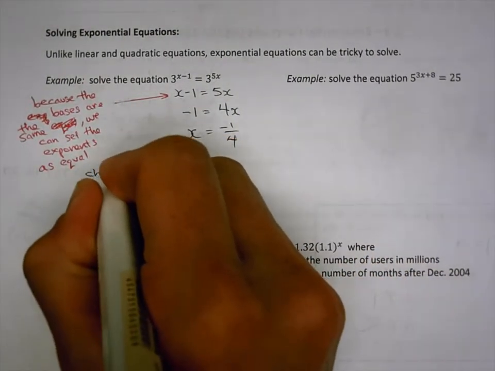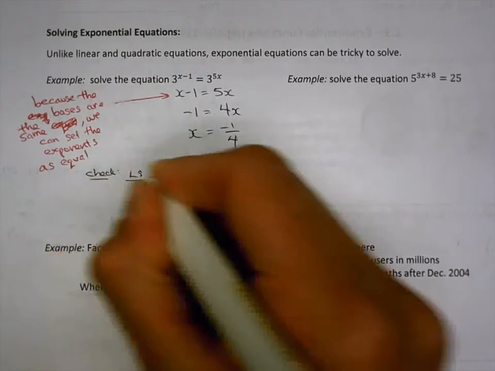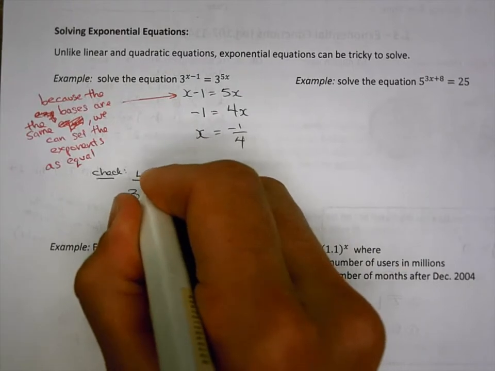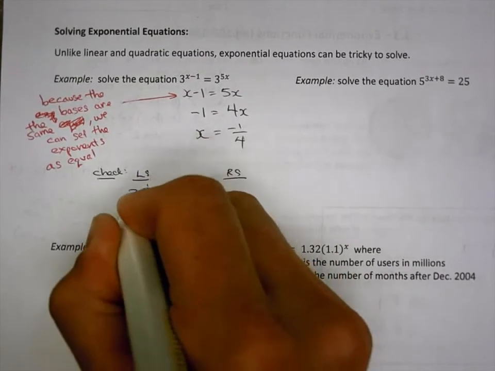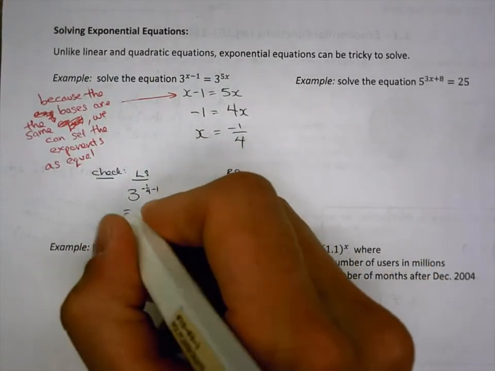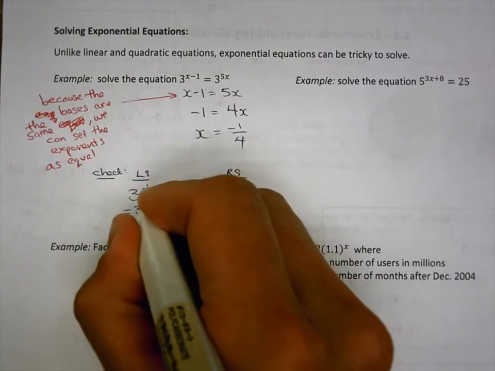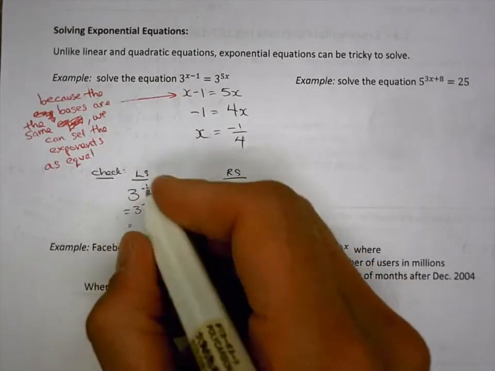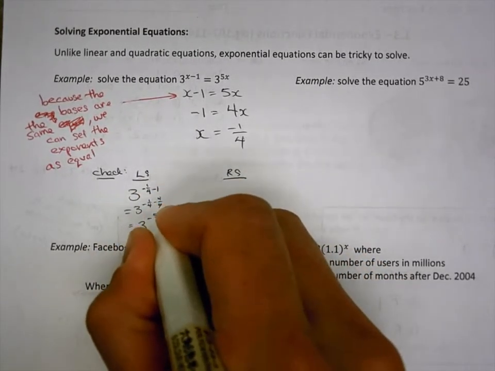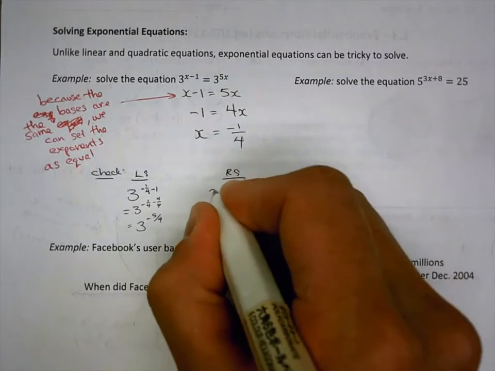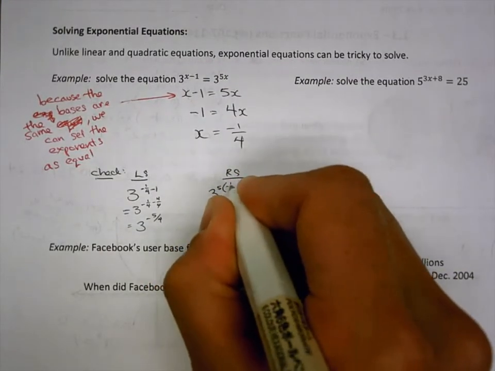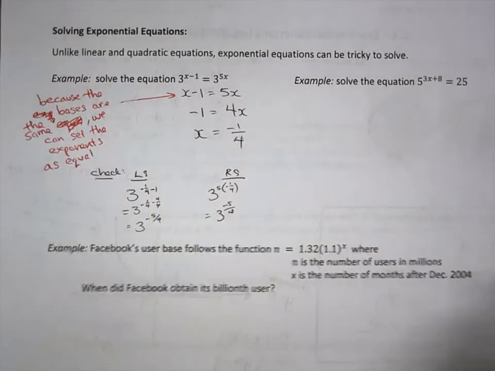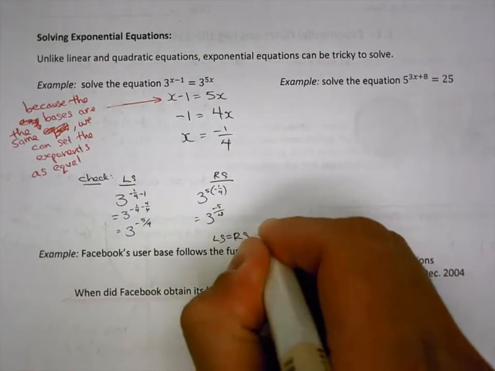Let me check. When I do a check, I look at the left side and the right side. Left side is going to be 3 to the negative 1/4 minus 1. That gives me 3 to the negative 1/4 minus 4 over 4. That gives me 3 to the negative 5 over 4. On the right side, I have 3 to the 5 times negative 1 over 4. That gives me 3 to the negative 5 over 4. So they're equal. So I'd say left side equals right side, check mark or something like that.